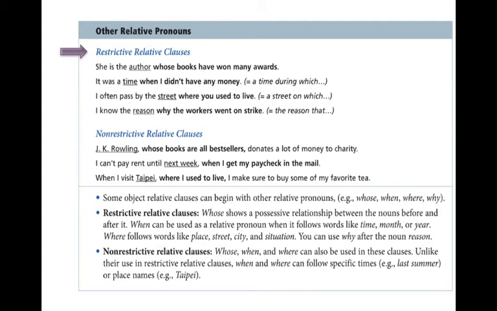So, during which is a prepositional phrase which we can use. It was a time during which I didn't have any money. But many times we take the prepositional phrase and change it to a time word, when. It was a time when I didn't have any money. Let's look at how the word where is used. I often pass by the street where you used to live.